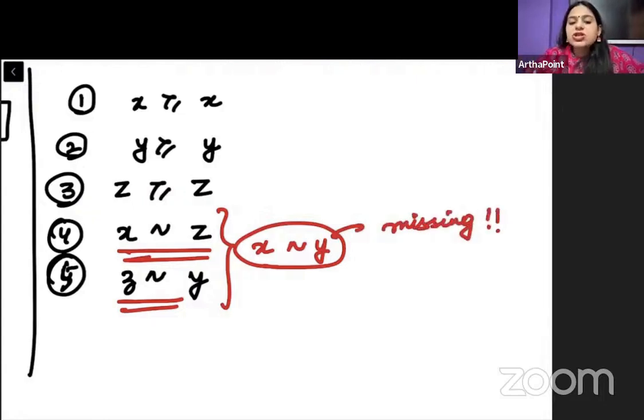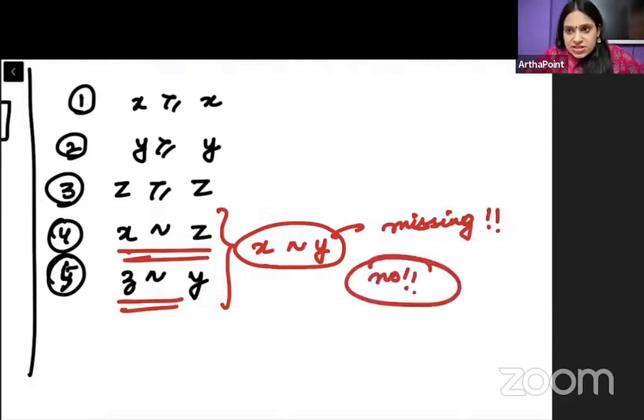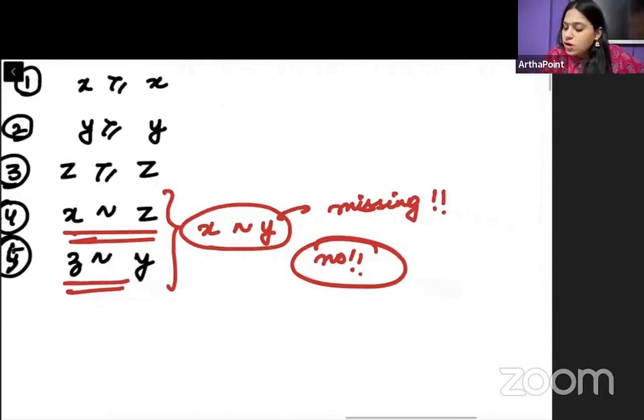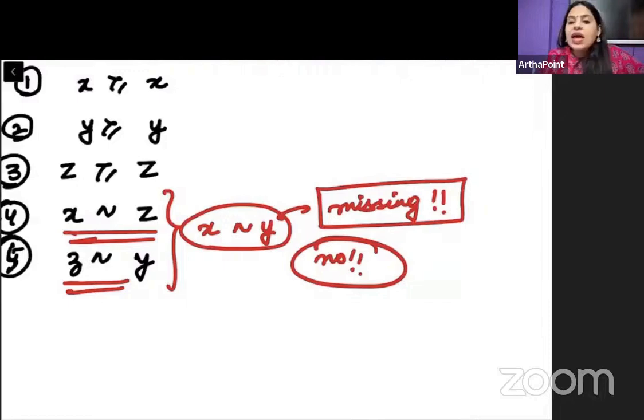So if this relation is missing from the set, would you be able to say that this is transitive? No, I cannot talk about transitivity because nowhere I am able to compare X with Y. There is no way in which I will be able to go ahead and compare X with Y. So therefore, this relation is missing and hence transitivity is missing.